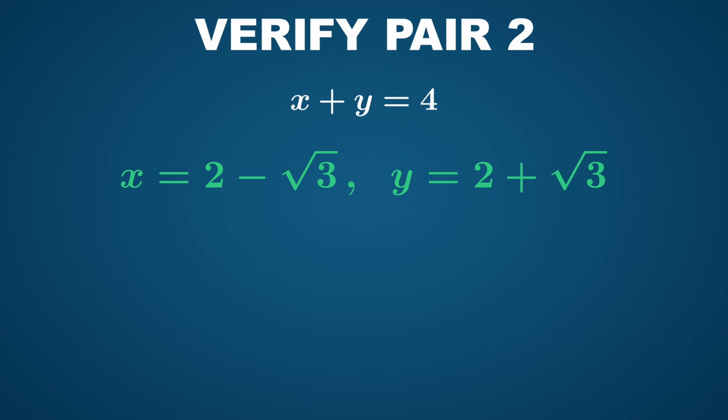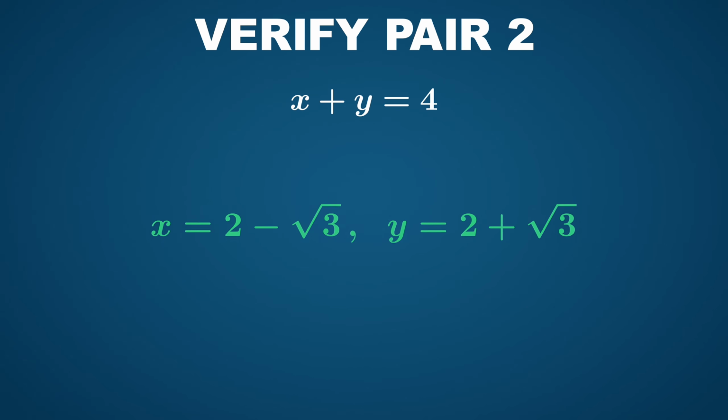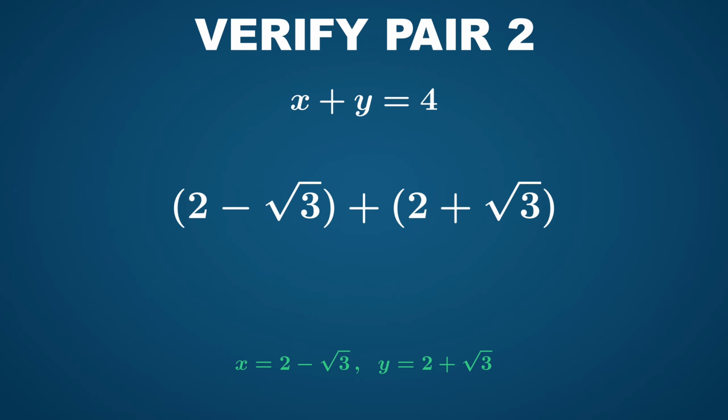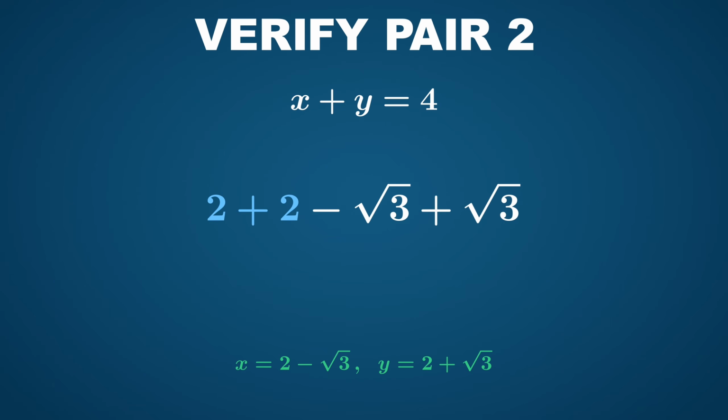Finally, we will verify the second solution pair. We take x equals 2 minus the square root of 3 and y equals 2 plus the square root of 3. We check it against the first equation, x plus y equals 4. We substitute our values. On the left side, we write our x value, 2 minus the square root of 3, and to that we add our y value, 2 plus the square root of 3. We gather the whole numbers. 2 plus 2 is 4.